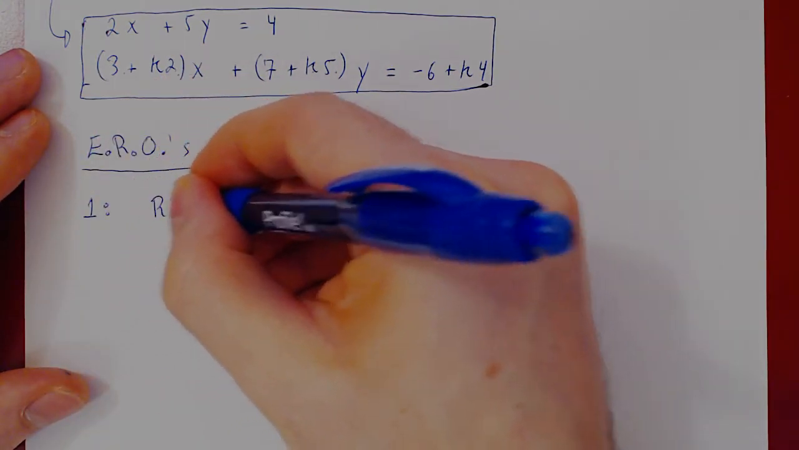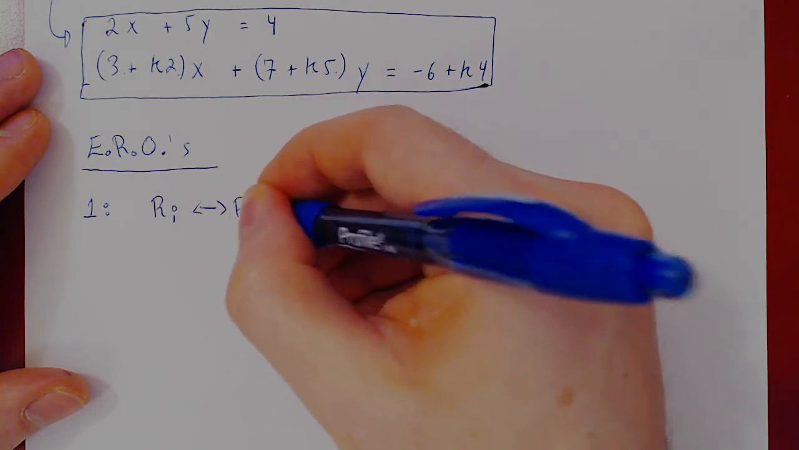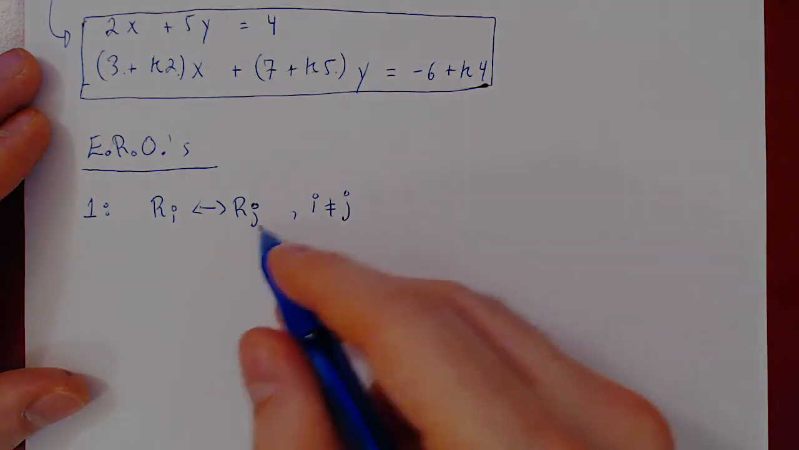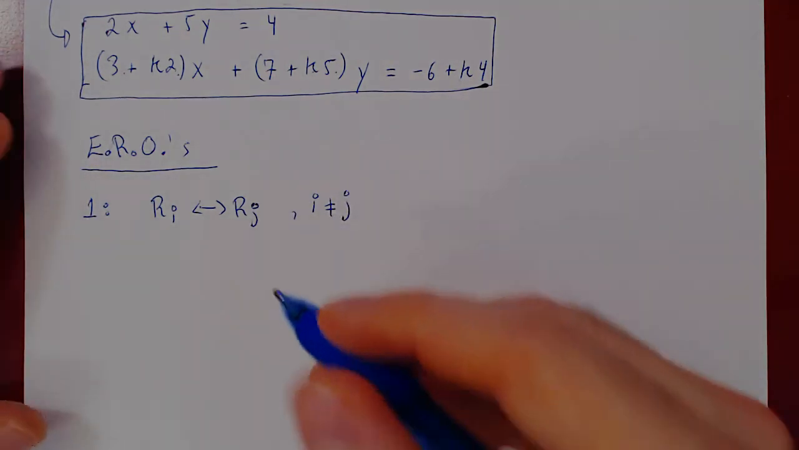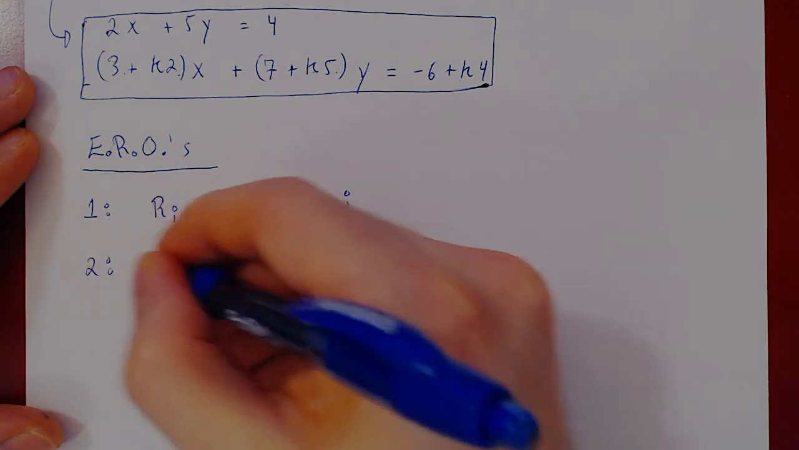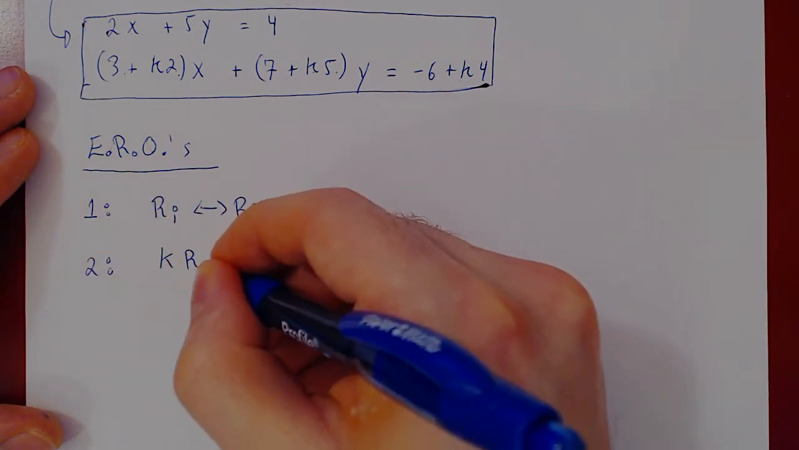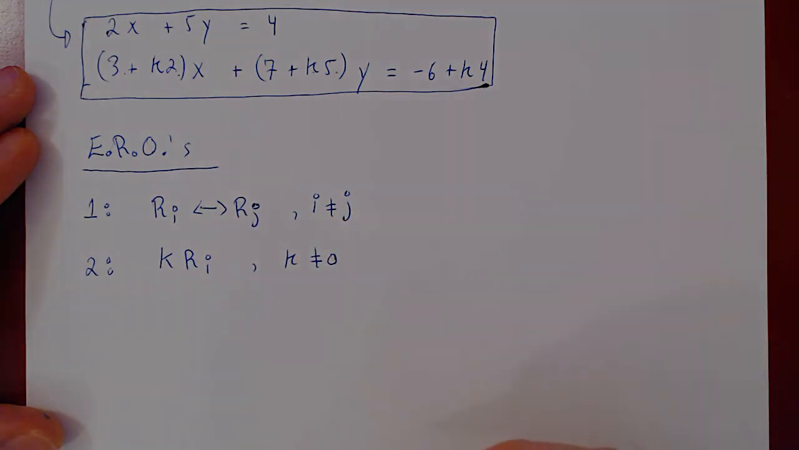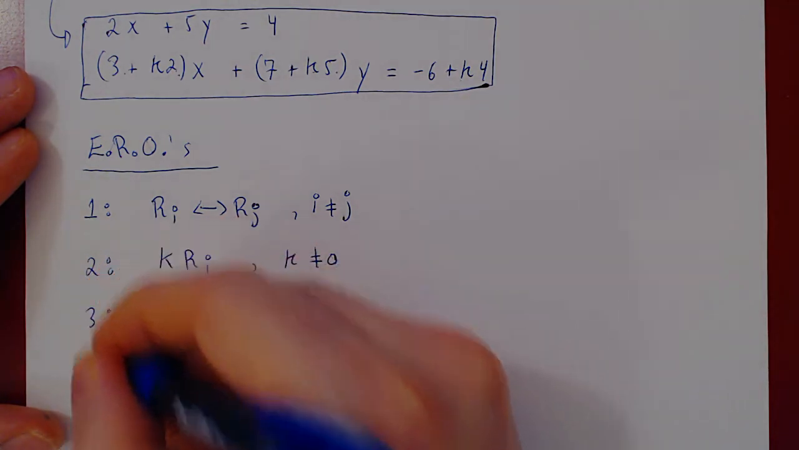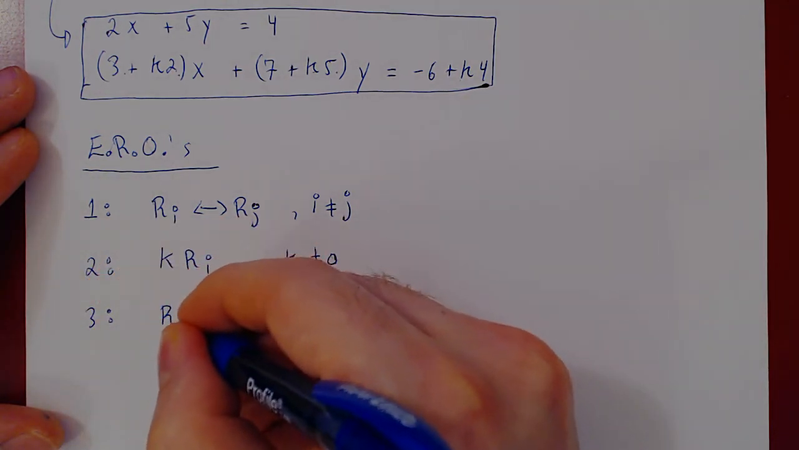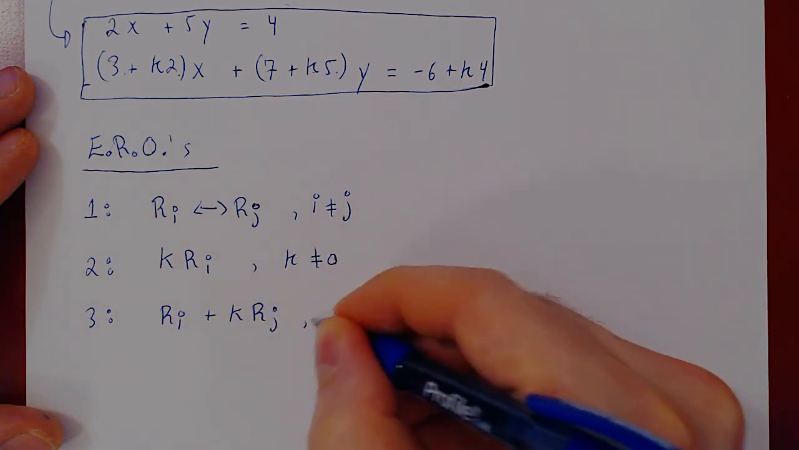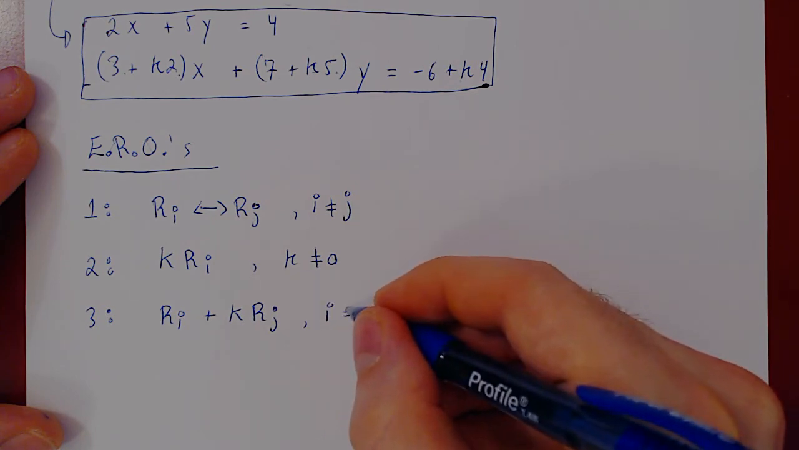So we could interchange any 2 rows of the augmented matrix, as long of course as i is different than j, because if i is j, nothing happens. The second row operation was multiplying any given row by a non-zero constant. And the third type of row operation, as we have seen, is to add to any given row some multiple of another row, where i is different than j.